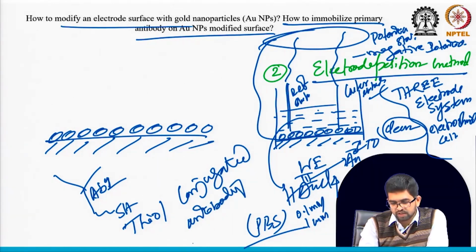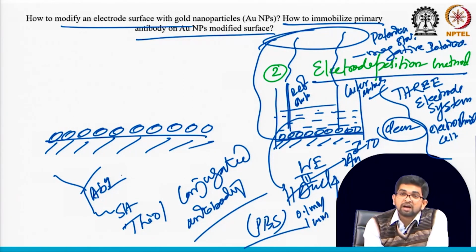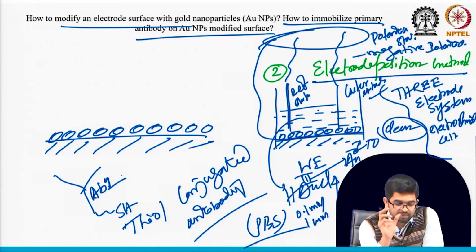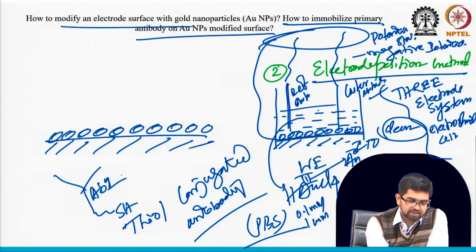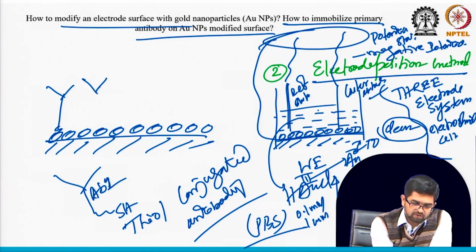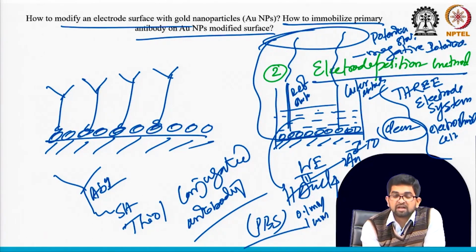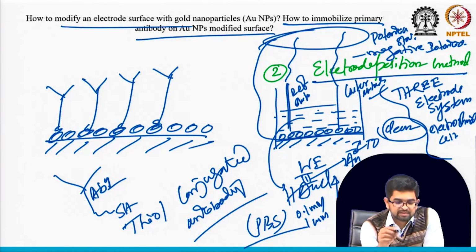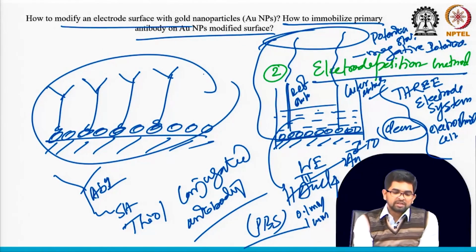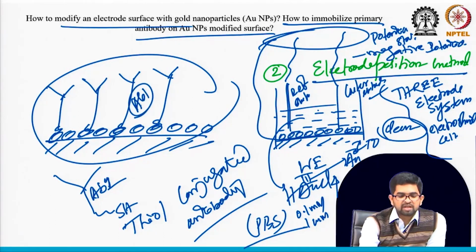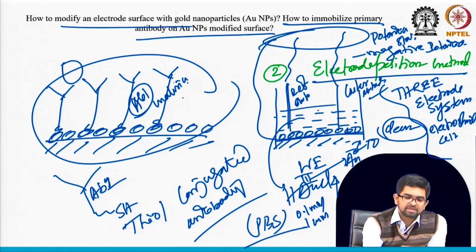Why do I choose thiol conjugated antibody? Because gold and thiol have very strong interactions. Immediately they can bind. Maybe a few minutes is enough. Because of thiol and gold, you will get a very good sensor surface, an antibody modified gold surface. And now this surface is ready for detection. So, suppose you immobilize malaria antibody, then it can detect malaria. If it is dengue, it can detect dengue. If it is any kind of cancer, it can detect the cancer.